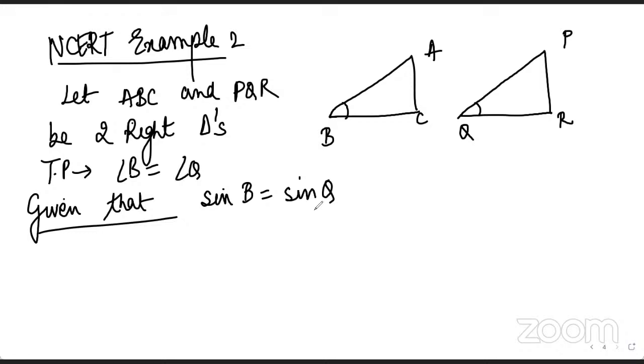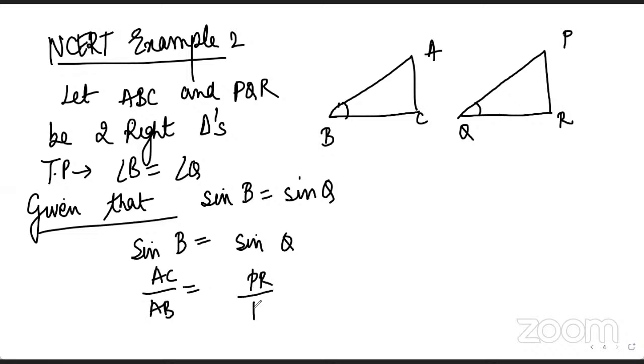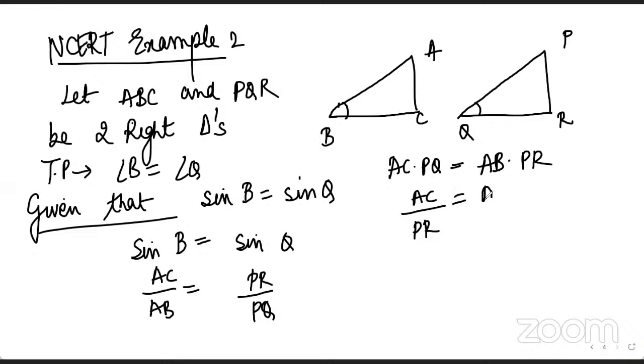Now it is given to me that sine B is equal to sine Q. So what is sine B? Sine B is perpendicular upon hypotenuse, that is AC upon AB. And what is sine Q? It will be PR upon PQ. Now, if I cross multiply, AC into PQ is equal to AB into PR. I'm writing it this way. Therefore, AC upon PR is equal to AB upon PQ.